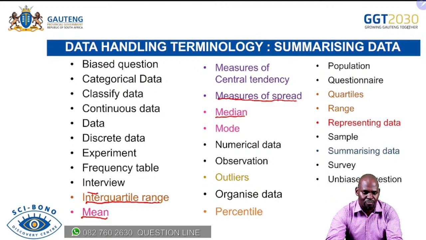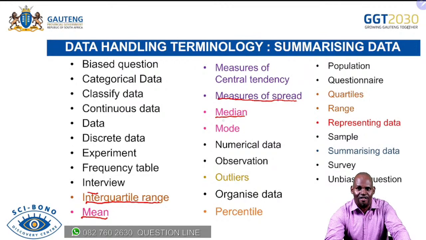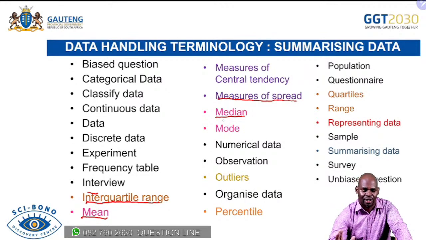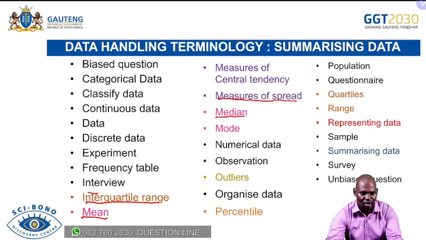And then we've got mode. For mode, it's a value or an item that appears the most. If you are given a list of items or a list of values, then mode will be a value or an item that appears the most.